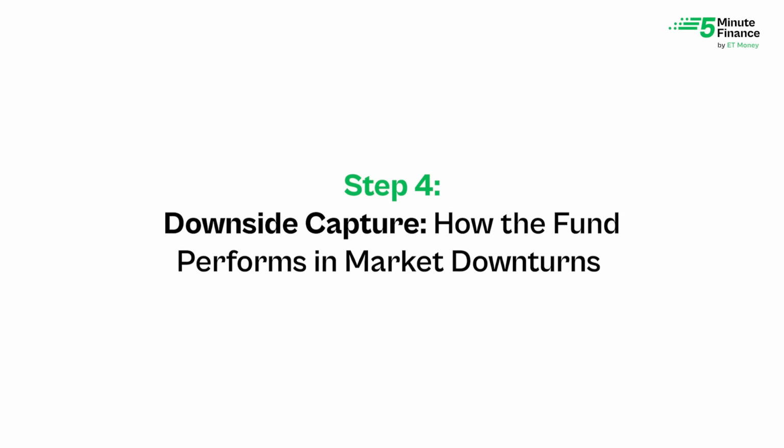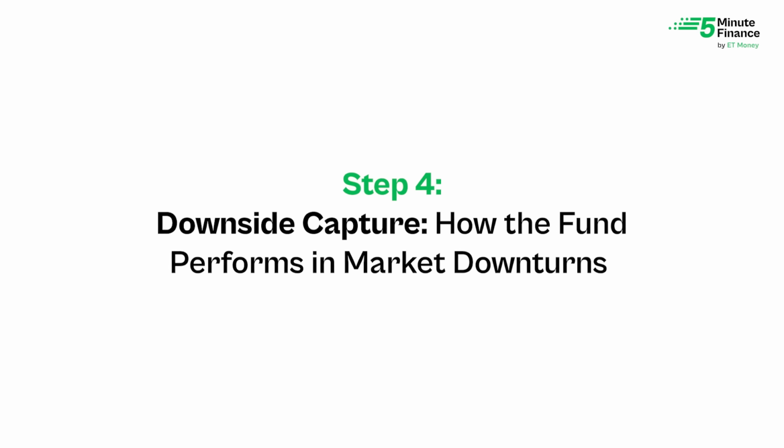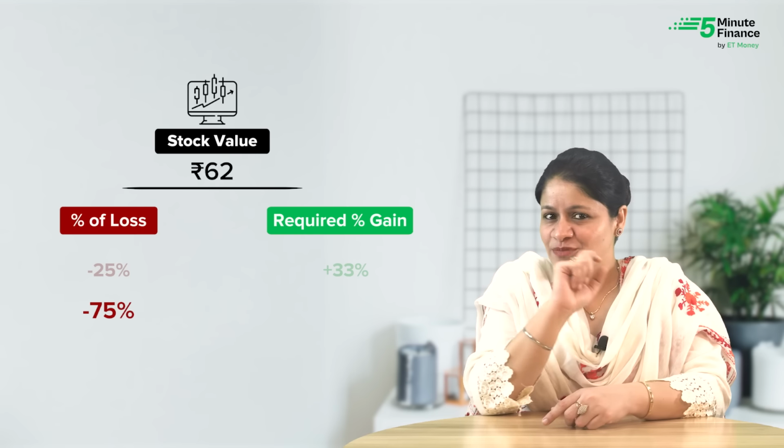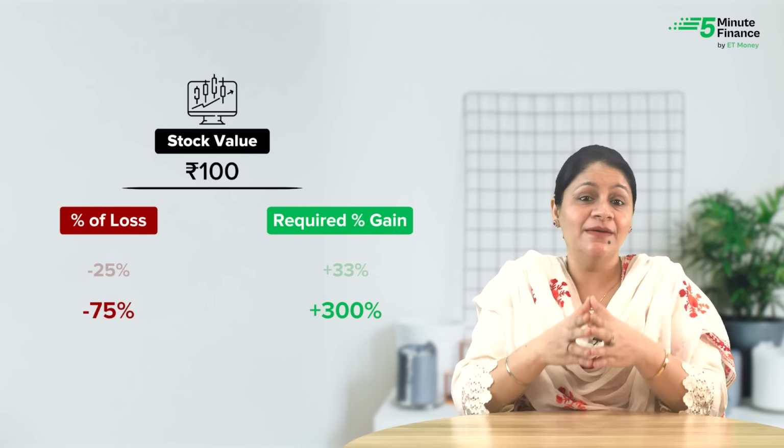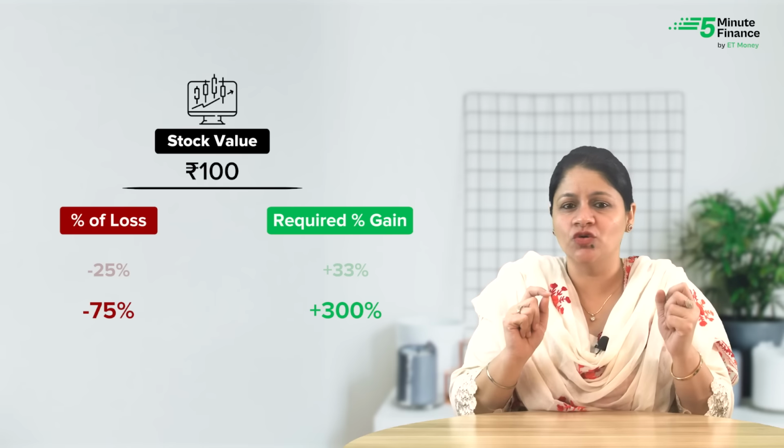Now, we have spoken a lot about returns on the upside. What about when the markets fall? If a 100 rupee stock falls 25% to 75 rupees, it needs a 33% gain to recover. A 75% drop requires a 300% rise. That's why limiting losses in tough markets is crucial.